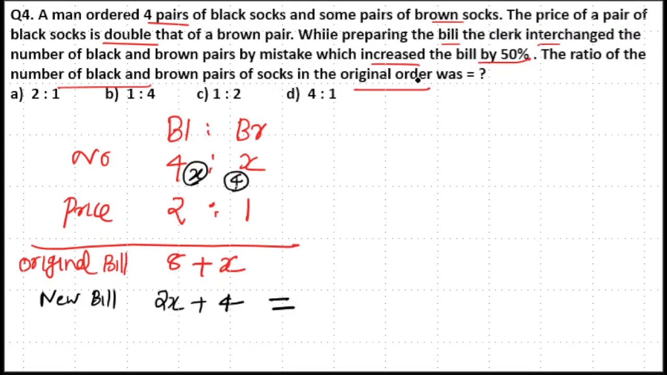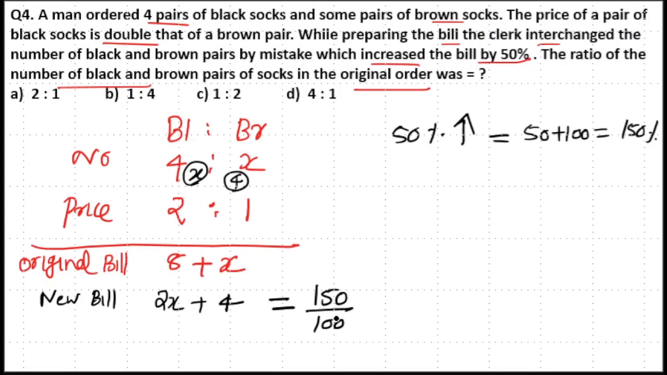This is a 50% increase in the original bill. This new bill is a 50% increment to the original bill. That means 50% increased means 100 plus 50 is equal to 150. So this new bill is 150% of the original bill, that is 150 by 100. The original bill is 8 plus X. The new bill 2X plus 4 is 150% of the original bill 8 plus X.